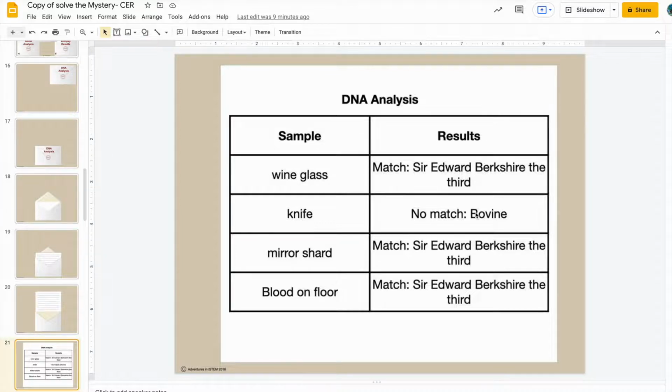And by the end, they should discover that no one actually killed Sir Edward Berkshire III. Instead, he had a heart attack. And as he had a heart attack, he hit his head against the mirror, which caused lots of cuts on the head. And they can research how much injuries to the head bleed. They can discover that head injuries bleed a lot more because of all the capillaries in the head. So he actually has the heart attack and bleeds to death, and no one actually kills him.